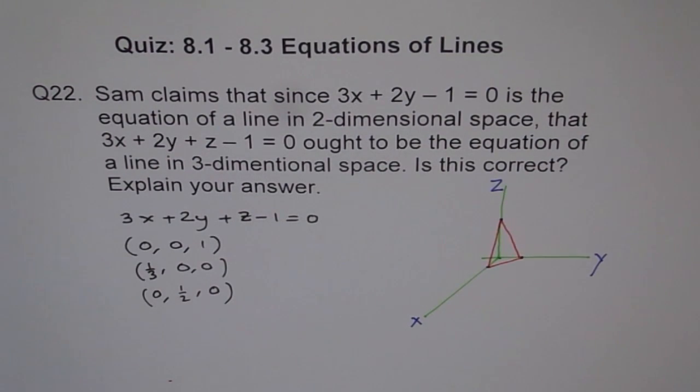And remember one thing: this form of equation, 3x plus 2y plus z minus 1 equals 0, does not represent a line, it represents a plane. So we don't have any three-dimensional scalar equation, or Cartesian equation, like this for a line, since this really does not represent a line, it represents a plane.